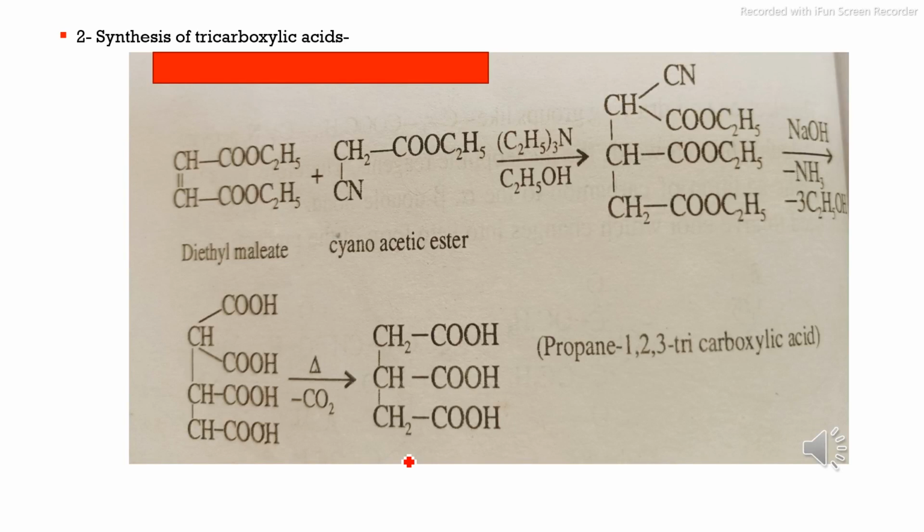Second application of Michael reaction is synthesis of tricarboxylic acid. For example, when diethyl malonate and cyanoacetic ester react under basic condition, they give the Michael adduct, which on hydrolysis followed by decarboxylation gives propane 1,2,3 tricarboxylic acid.